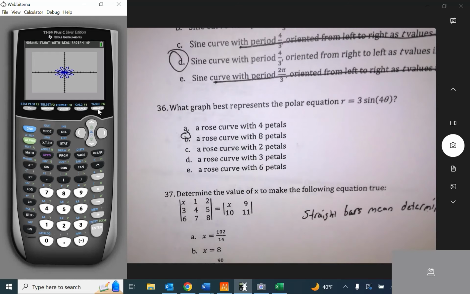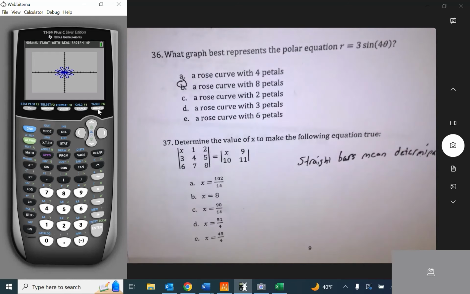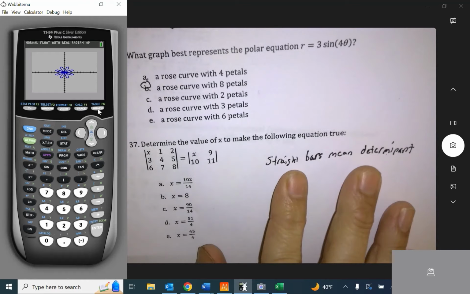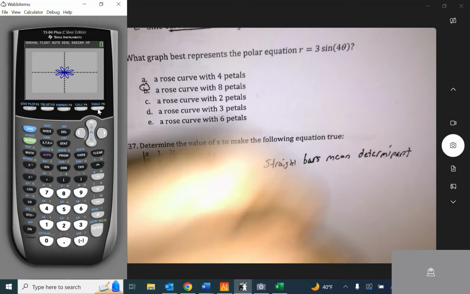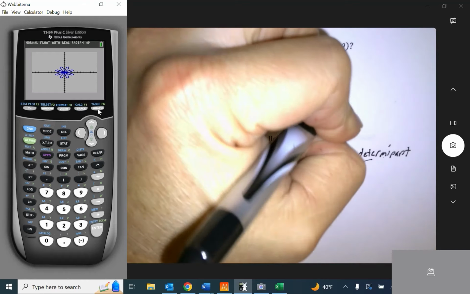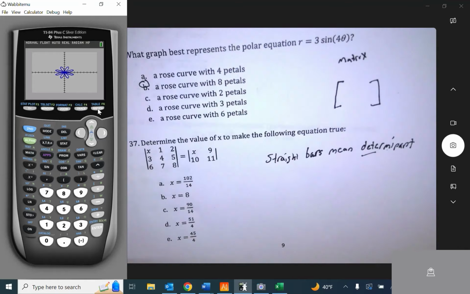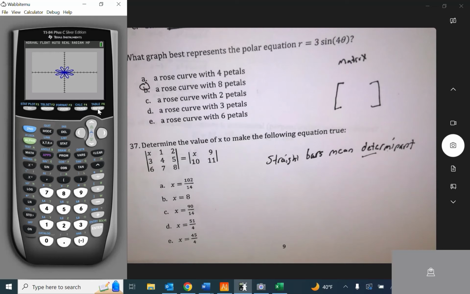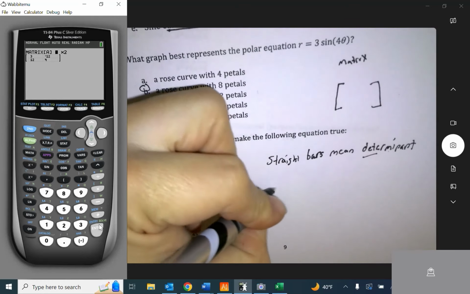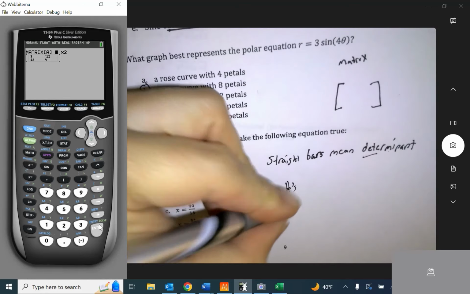Alright, determine the value of x to make the following equation true. The straight bars mean determinant. If it was just a matrix, it would look like that. That's just a matrix. But the straight bars mean determinant. And there is a way to do these by hand. I'm not going to mess with it. I am going to simply plug in numbers.